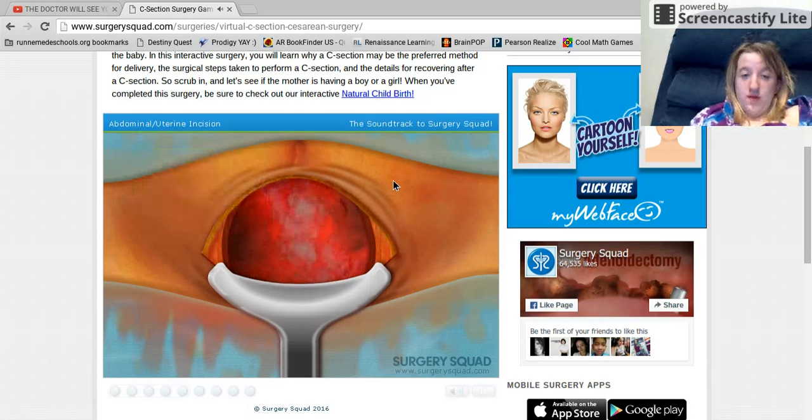Make an incision into the patient's uterus so that we can begin the delivery. Be careful though, we don't want to accidentally injure the baby.